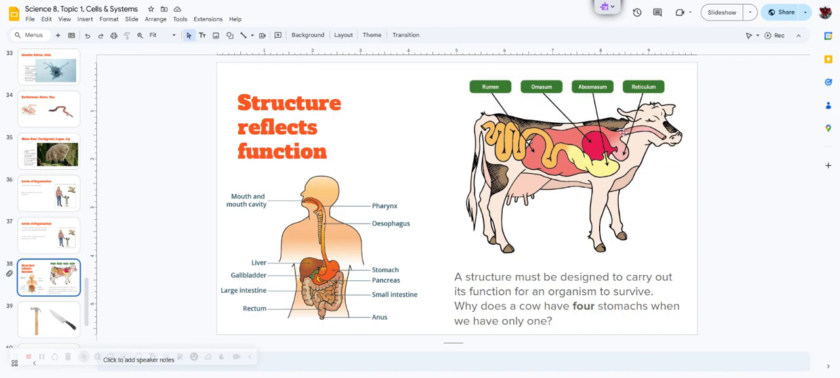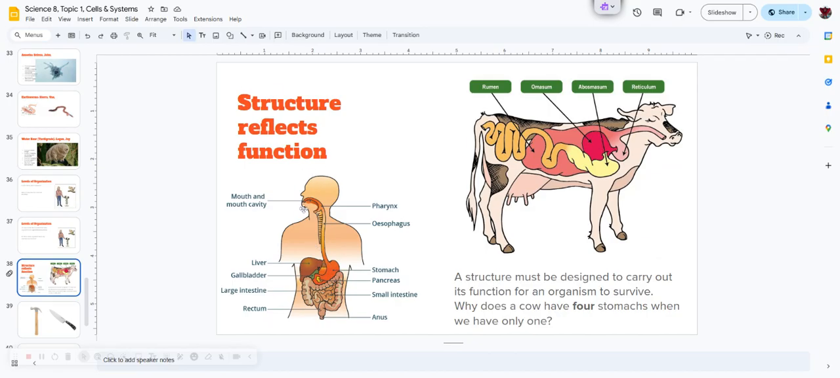So the structure of the cow is designed so that it can meet the function of gaining energy. Same with a human being. We only have one stomach because that's all we need. The food that we eat is able to be broken down by the acid in our single stomach. So our structure reflects function.